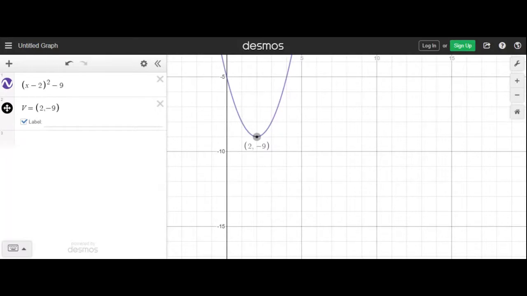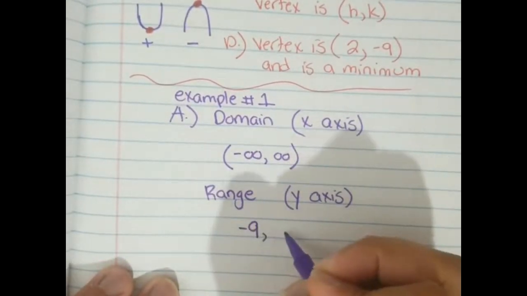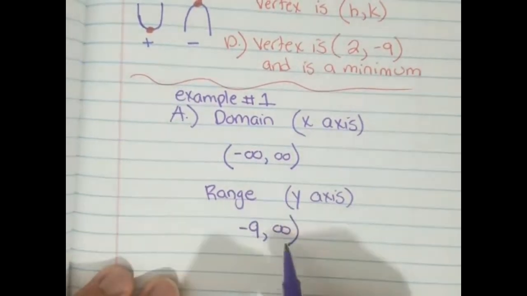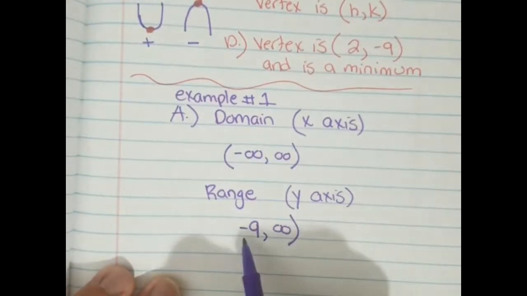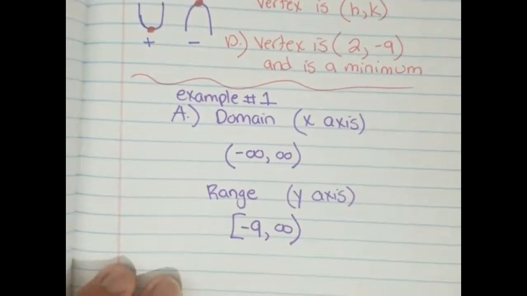So the vertex tells you other information besides where the vertex is. I guess the vertex tells you two things. It tells you where the axis of symmetry is, and it tells you the minimum value for the range. So for our range, our lowest value is minus 9, and the highest value goes all the way up to infinity. I'm going to draw a parenthesis on the right side because it continues through infinity. It keeps going on forever. But on the left side, the graph doesn't go anywhere below minus 9, and it includes minus 9. So I'm going to draw a bracket on the left side.